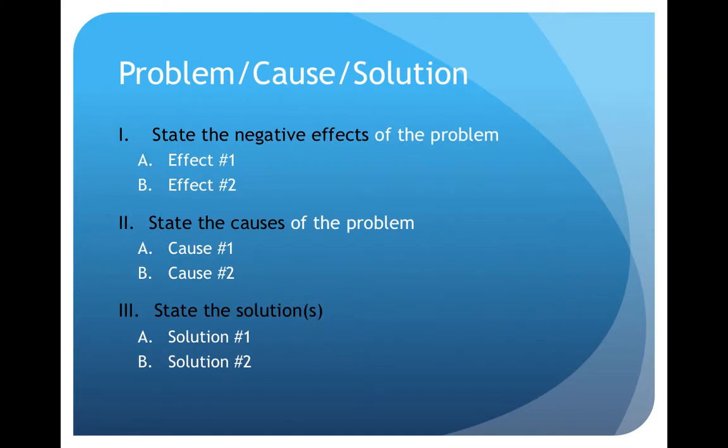So if you choose this next strategy, problem, cause, solution, you should have three main points to the body of your speech. The first main point would be to state the negative effects of the problem. So when this strategy refers to the problem as the first main point, we're really dealing here with the negative effects. What's the harm that the problem is causing? You know, who is it hurting? How is it hurting things?